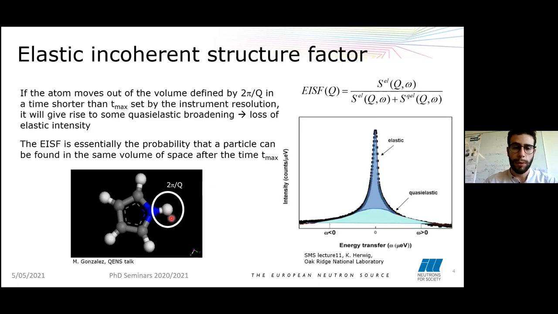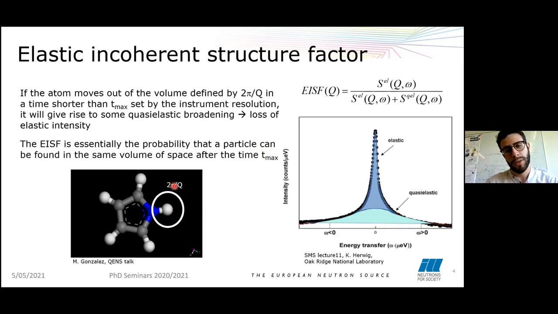Because if we consider this atom and we build a volume 2π over Q, then we see that if this atom moves out in a time shorter than the time of the instrument resolution, we lose the elastic intensity to some quasi-elastic broadening. If we consider a small Q, this volume will be big. Therefore, the factor will be equal to 1.